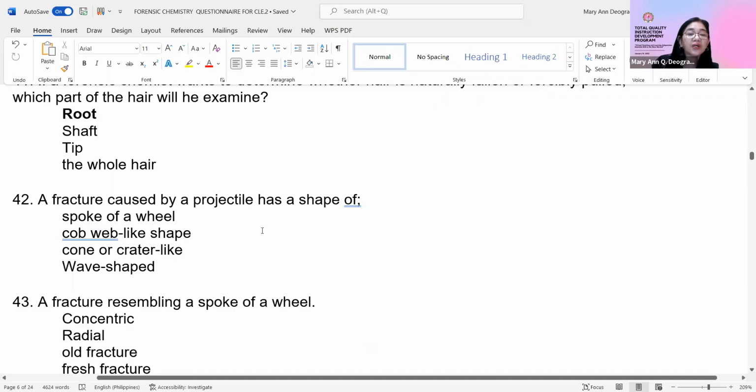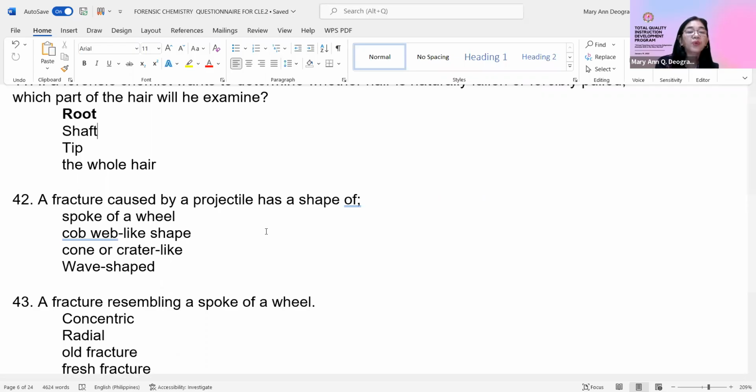A fracture caused by a projectile has the shape of what? Is it spoke of a wheel, cobweb-like fracture, cone or crater-like, or wave shape? When a bullet hits, traveling very fast through the glass, which of these is the characteristic of the fracture?